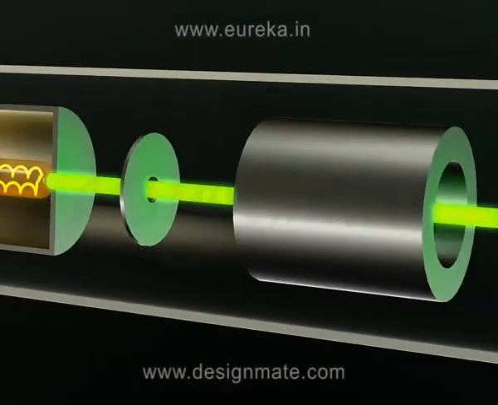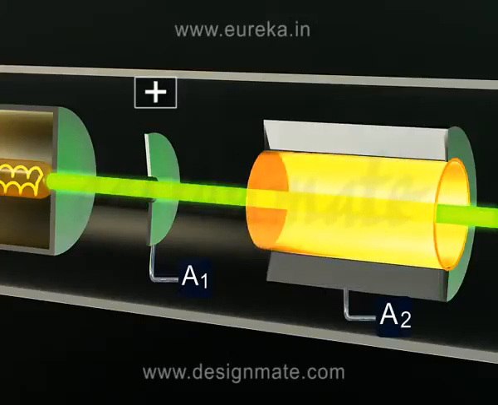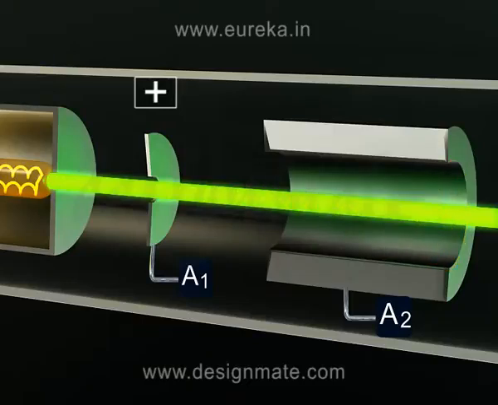This electron beam is then accelerated by means of anode A1 in the form of a plate with central hole. Another cylindrical anode A2 is kept to focus the beam further. This anode is kept at lower potential than that of anode A1.